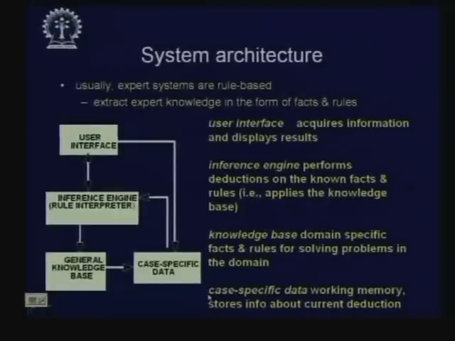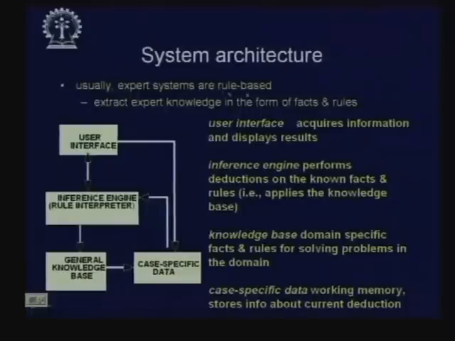Now, the basic architecture that we had described for a rule based system remains unaltered here. Usually expert systems are rule based, although there are expert systems built on frames, semantic nets and other technologies, but mostly rule based systems have found popularity. Now, what are these rules for? The rules are to capture the expert knowledge in the form of facts and rules, and that is a real task. We will talk about this a little bit.